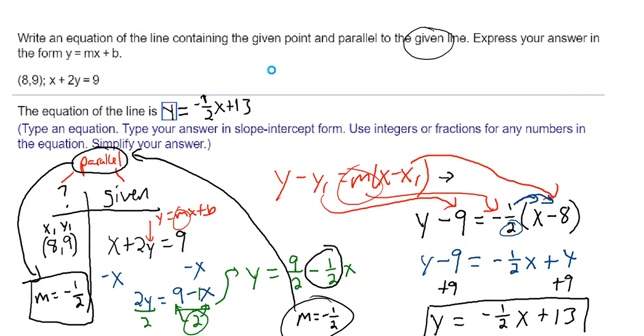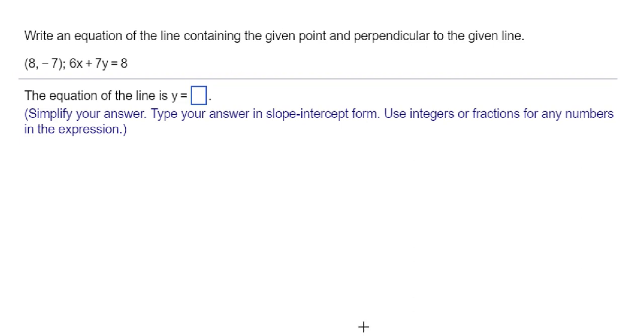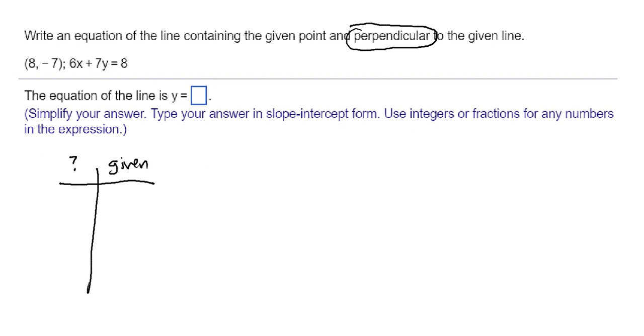Okay, so this problem here is very similar to the one we just did, except this time it's perpendicular instead of parallel. But it's the same exact kind of problem. Write an equation of the line containing the given point and perpendicular to the given line. So again, I recommend setting it up to make it clear you're dealing with two different lines here. You have the line that you're looking for the equation of, the line you're given the equation of. For the line that I'm looking for, I know the point 8 comma negative 7. For the line I'm given, I have the equation 6x plus 7y equals 8.